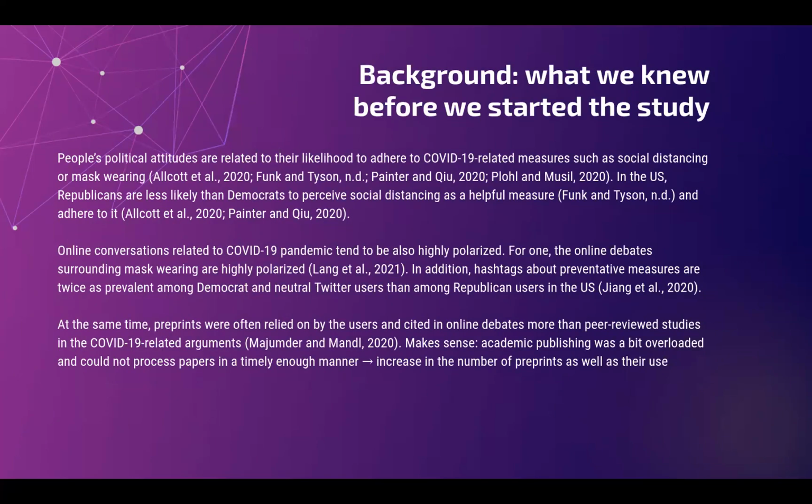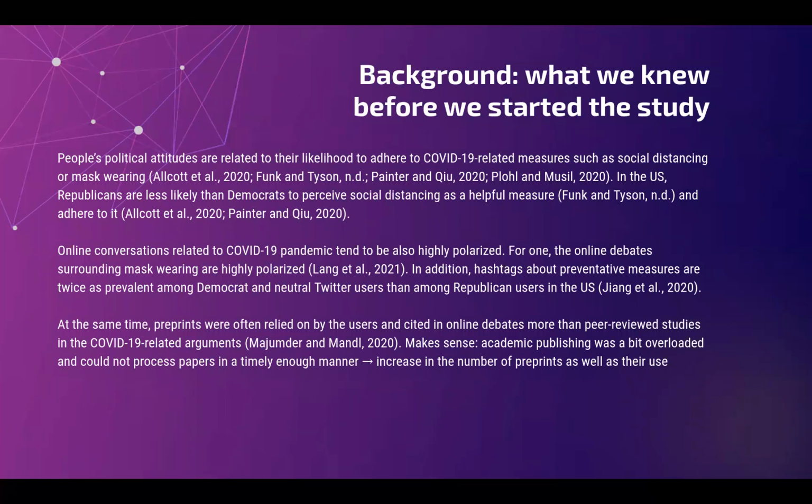So background, before we started the study, before there was a research idea, what we knew from previous research, or at that point, maybe not so much research was out yet, because we started this around last summer. But there were also media reports, which we could draw inspiration from. So essentially, we know by now that people's political attitudes are related to their likelihood to adhere to different COVID-19 related measures, be it social distancing or mask wearing, or be it support for lockdowns, for example. And in the US, for instance, Republicans are less likely than Democrats to perceive social distancing as a helpful measure and to adhere to it actively. And the same applies to mask wearing.